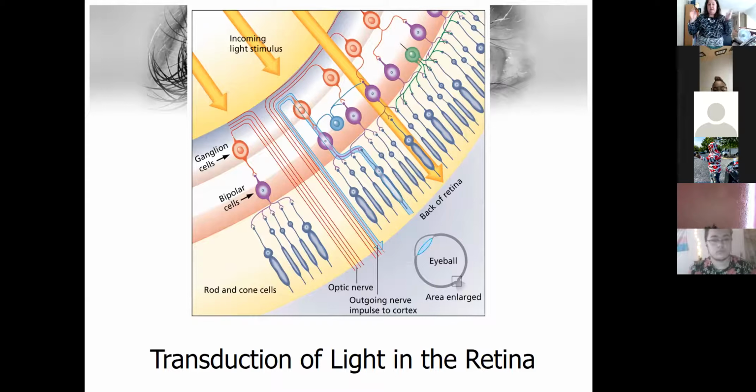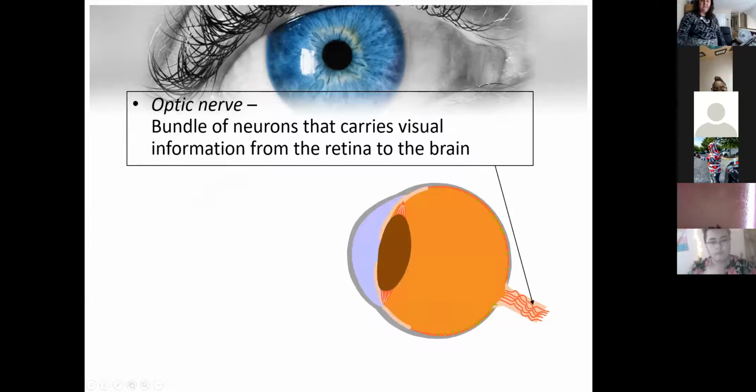So again, we've now converted in essentially 3 steps light energy to something that the neurons in the brain can interpret. And just again, to orient you, we're looking at this part of the eye, right here at the back. So the optic nerve, again, the axons of the ganglion cells, is the bundle of neurons that carries information from the retina to the brain. So again, we're looking at the ganglion cells, their axons, carrying that information back to the brain, and we call that the optic nerve.